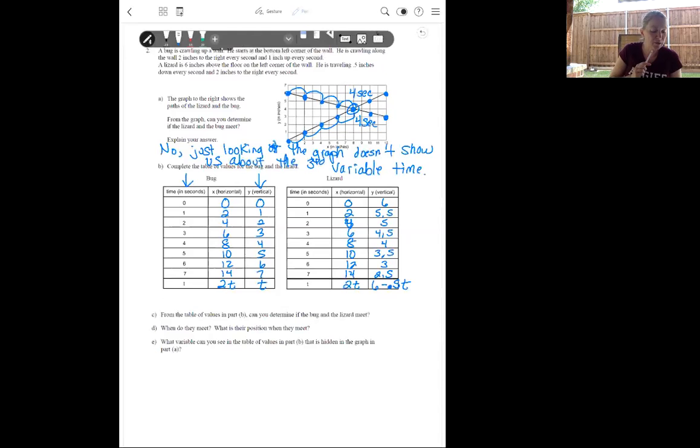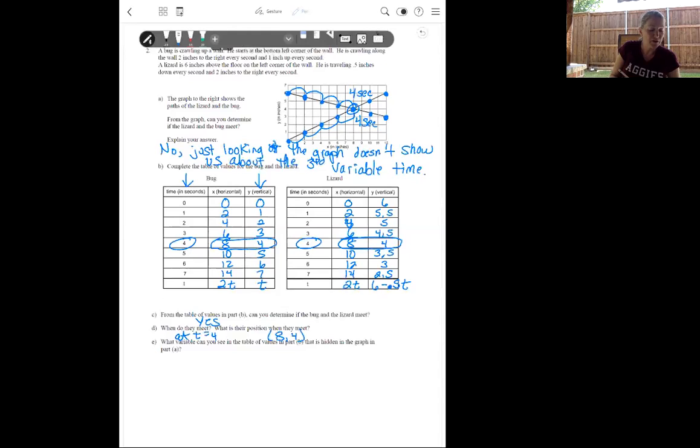Part C, from the table of values in Part B, can you determine if the bug and the lizard meet? Do they share the same point of intersection? Yes, they do. 8, 4, 8, 4. How much time did it take each of them to reach that point? 4 seconds. So yes, we can tell based off of the table, when do they meet? At t equals 4. And what is their position when they meet? That's at 8, 4.